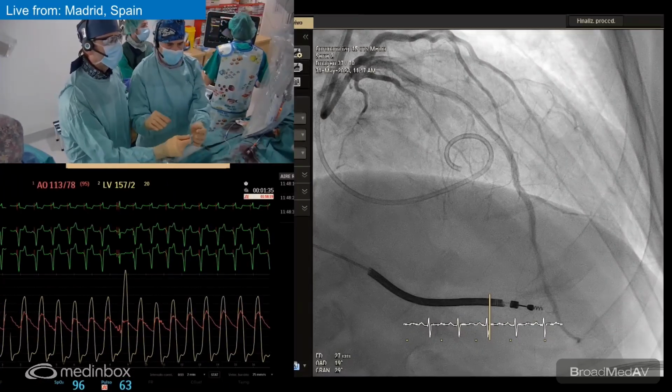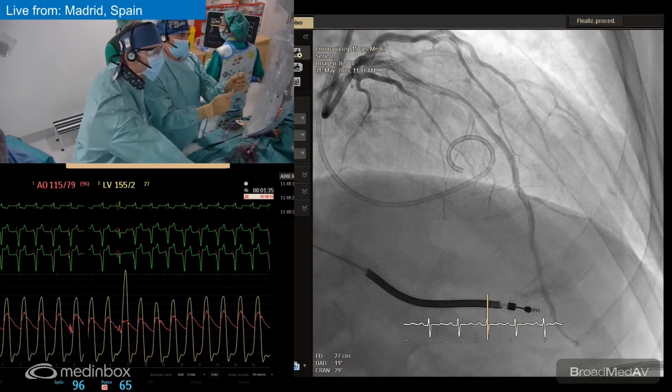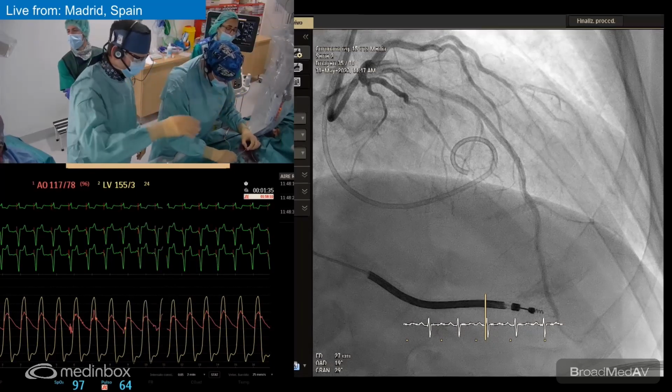This one, I don't know if it's a little bit more difficult to engage because it's like bifurcated from the origin, no? And I think we have to go to the first one.